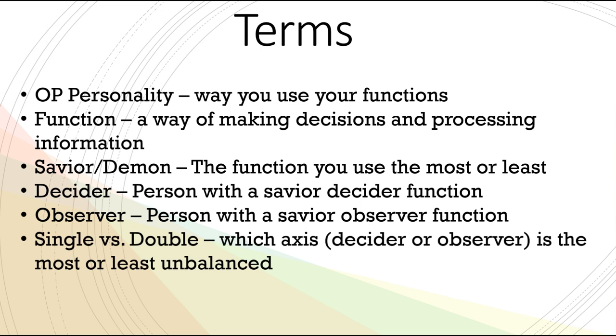Saying that someone is double deciding means that they are able to easily transition between meeting their own needs and meeting the tribe's needs without freaking out. They are able to do that because their decider functions are in relative balance with each other. Saying someone is double observing means that they are transitioning between processing physical reality and abstract representations relatively easily because their observer functions are in balance with each other.